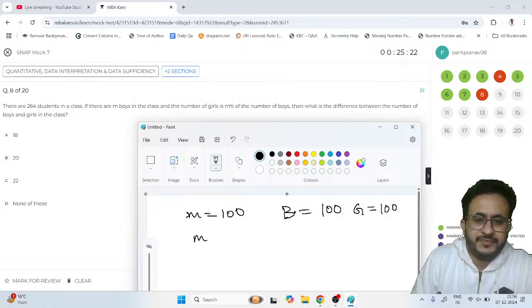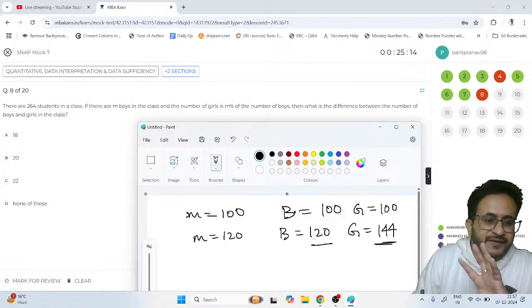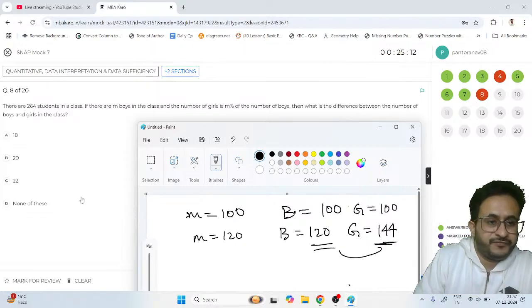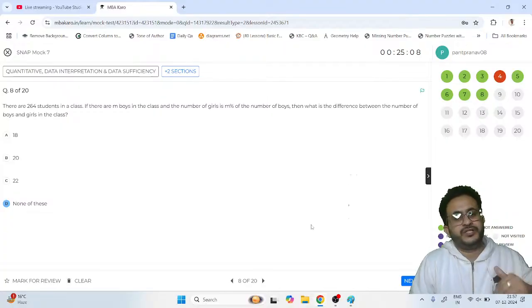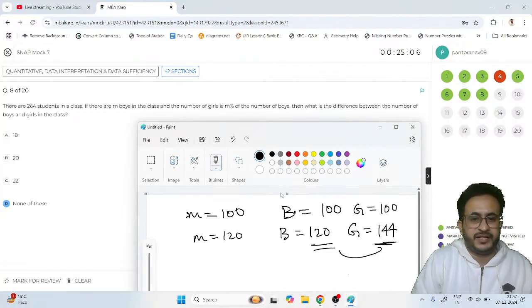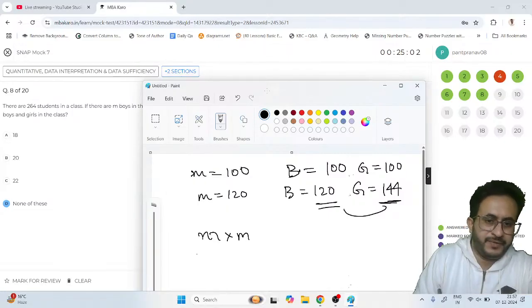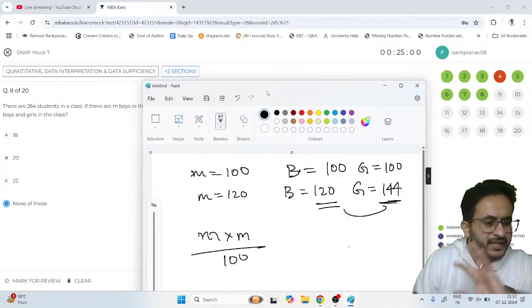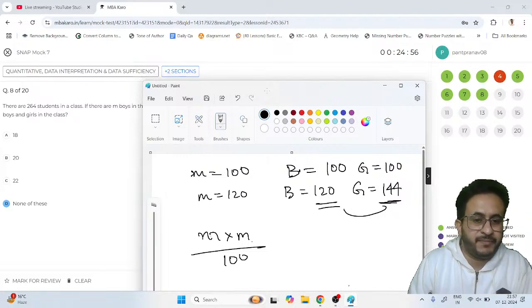So let us take m is equal to 120. So boys are 120 and girls are 144, that is 120%. By hit and trial, the difference is 24. None of these is the answer. So instead of making an equation, remember that if you have to find m percent of m, it will be m into m by 100. Use logic: don't make an equation, think that it is m into m by 100.